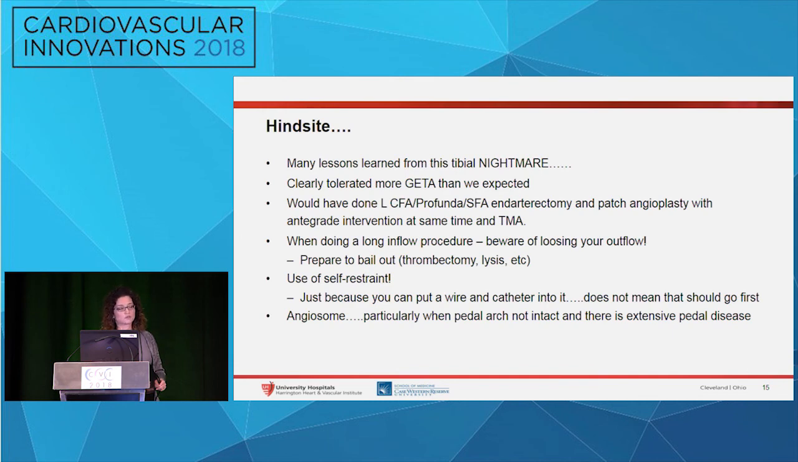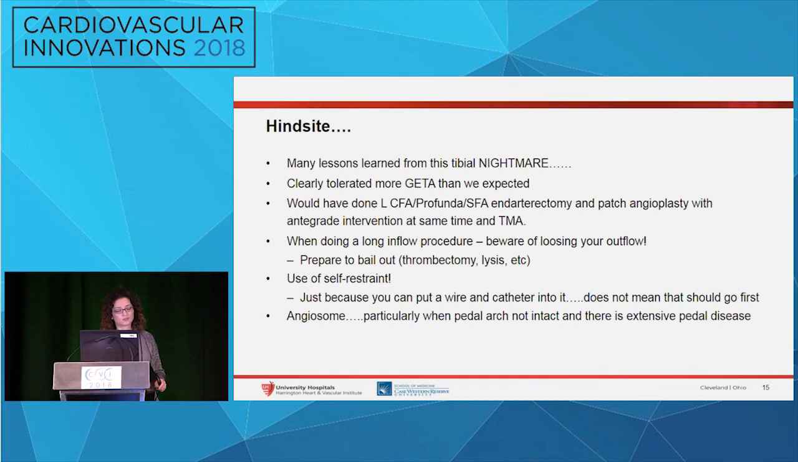Certainly we have patients we do this for, and when you do it all in one shot, they do very nicely. So when doing a long inflow procedure like this in someone with tibial disease and a single vessel runoff, just beware, keep that in the back of your mind. There's a good chance if you spend a long time, you may lose that outflow, and prepare yourself to bail yourself out. Have things at hand, have them in the background, even if it just makes you feel better if you need to do thrombectomy or lysis.